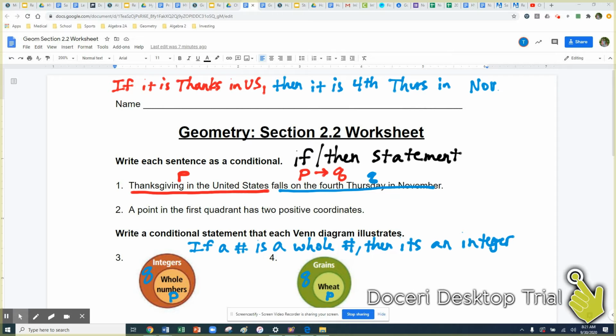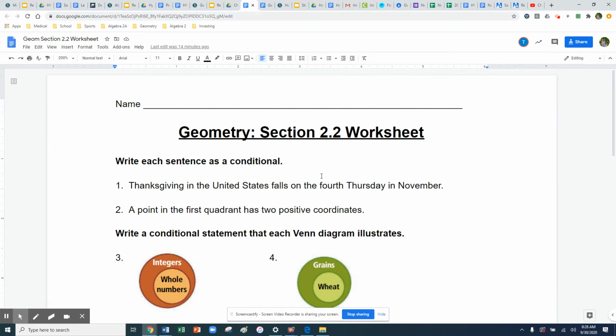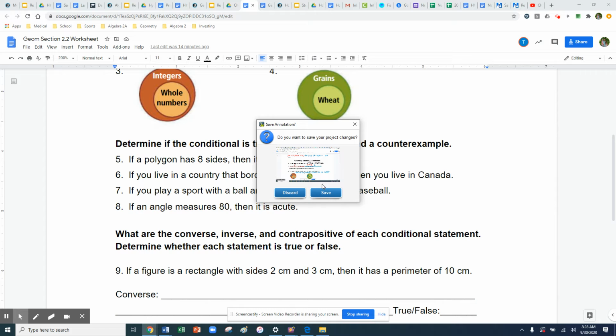Now we're going to start taking those conditional statements and start to write what's called the converse, contrapositive, and the inverse. Am I okay if I delete this part up here? You guys all right with that? I can get that back for you if you need it later.